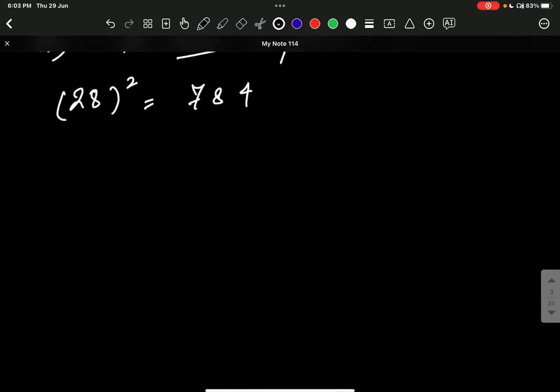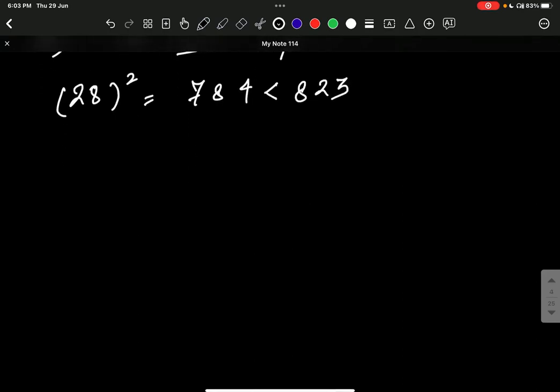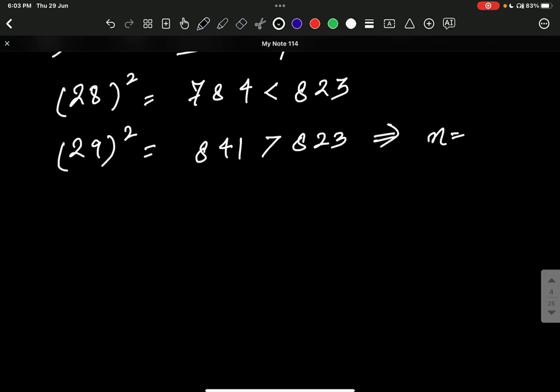Here, 780 squared is less than 823, so it is not going to consider 28. Then you have to consider the next number. Let's take 29 squared. 29 squared is 841. Yes, now this is definitely greater than 823. So that is why we can say that we have selected our n, and that is 29.